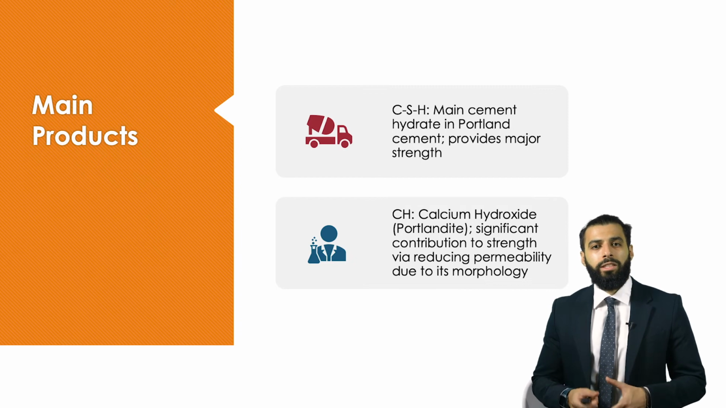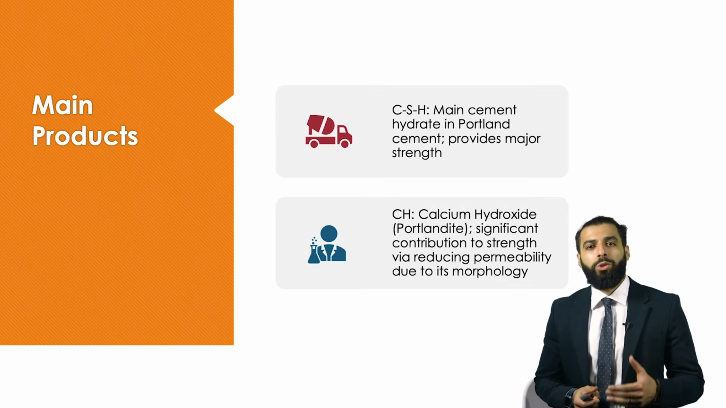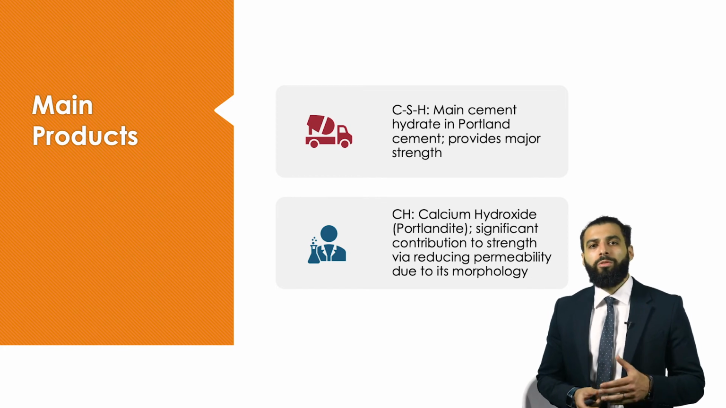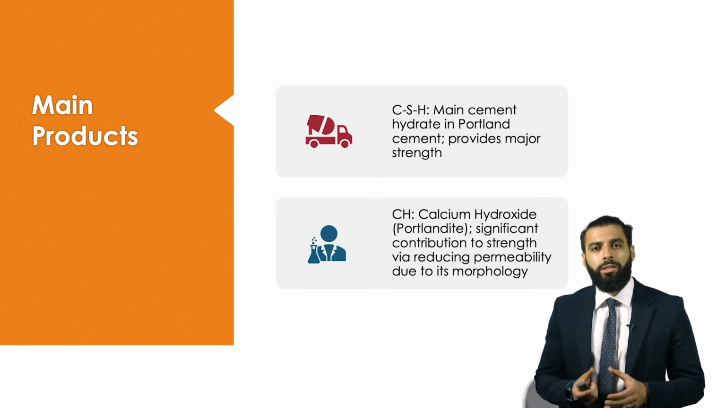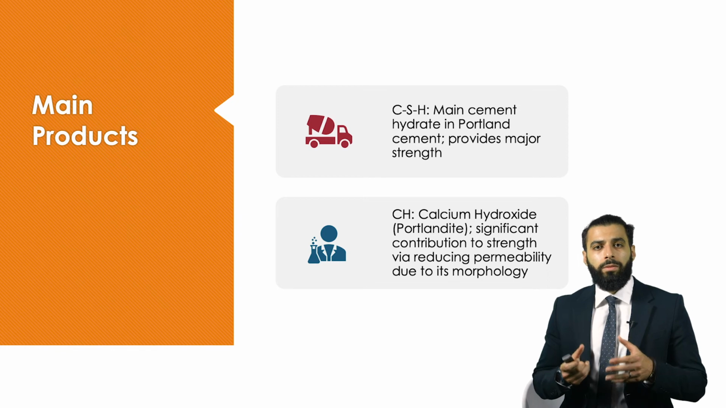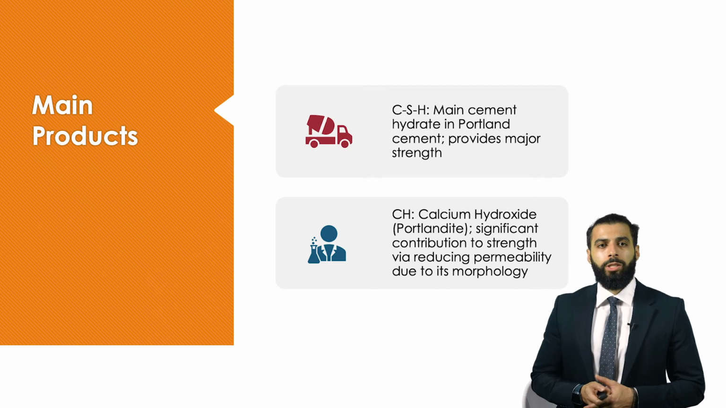CH, on the other hand, does contribute significantly to strength, and it does so through reducing the permeability of the overall mix, and this is due to its morphology. So if you compare the morphology of CSH to CH, you find that CSH is more like a gel product that is cohesive in nature, and that's why it contributes to the major strength, whereas CH is more of a hexagonal shaped structure, and the hexagons can sort of interlock with one another, and hence that's why it reduces the permeability of the overall mix.